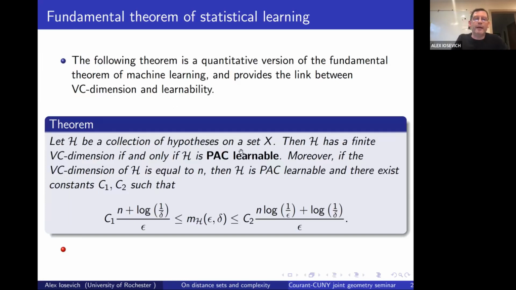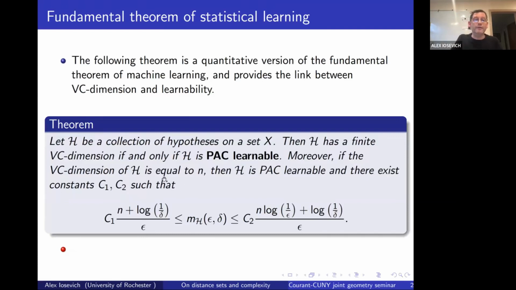So anyway, theorem: let H be a collection of hypotheses in a set X. Then H has a finite VC dimension if and only if H is PAC learnable. In other words, if the Vapnik-Chervonenkis dimension is finite, then you can find the classifier that does the job.